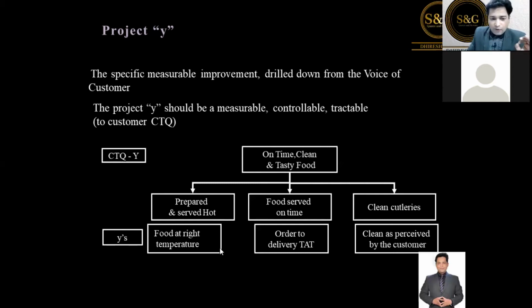So what is the Y? The project would be delivering food at the right temperature. Second could be the delivery time, order to delivery time. Third could be the cleanliness. Fourth could be the taste of the food. So these are four categories or four types of projects I have identified.